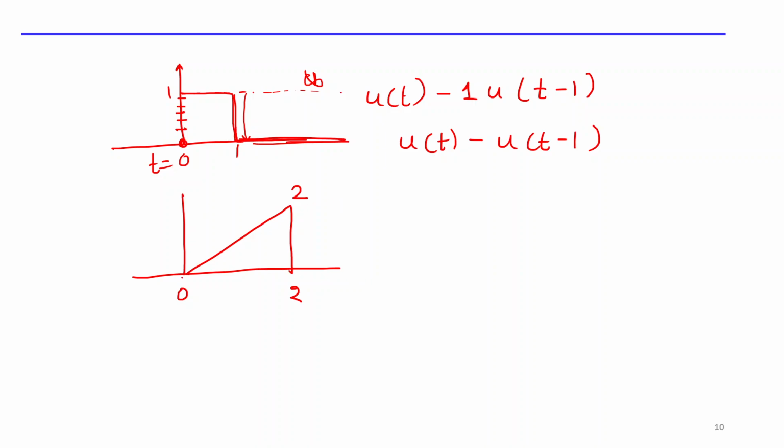How to do that? You first see that the equation starts with a slope. What is the slope of the line? The height is 2 and the x distance is also 2, so the slope is 1. Once you know the slope is 1, this is an r of t signal. R of t is nothing but t u of t. This is a ramp signal, that's why I'm denoting it as r of t. So here the slope is 1, that's why we are writing 1 here.